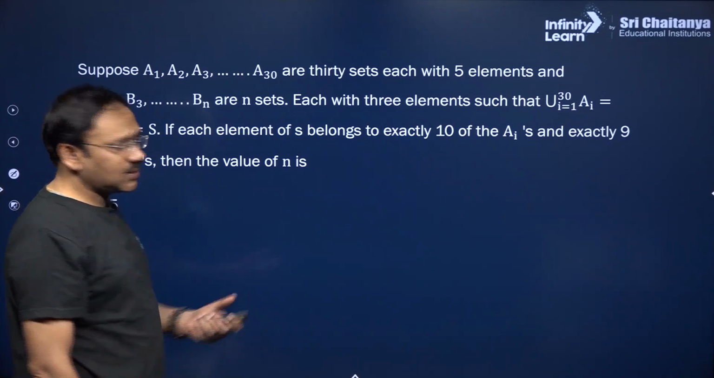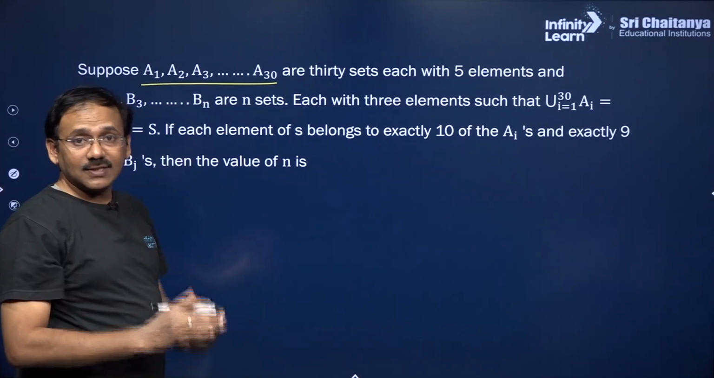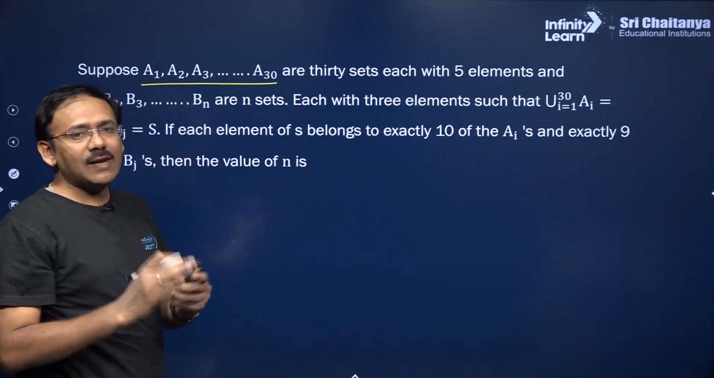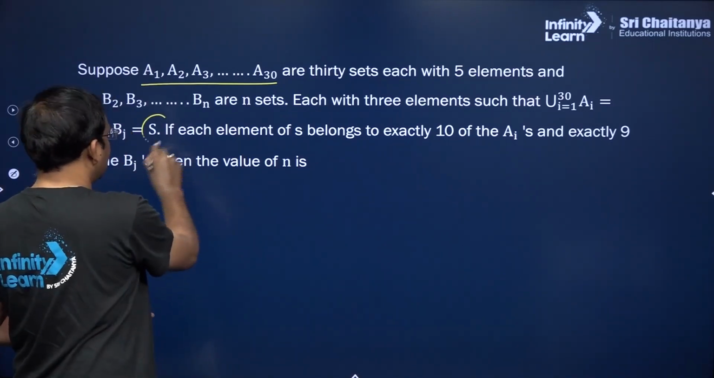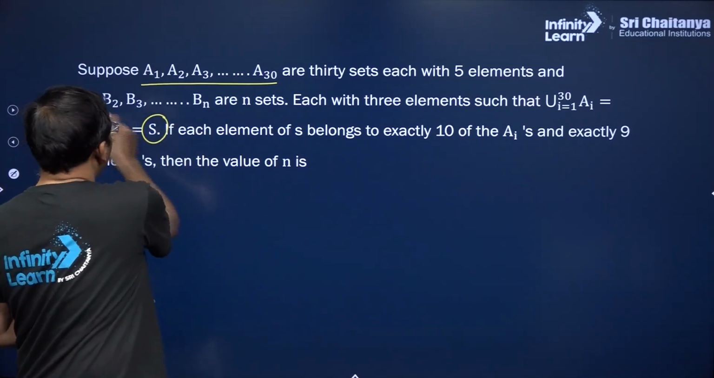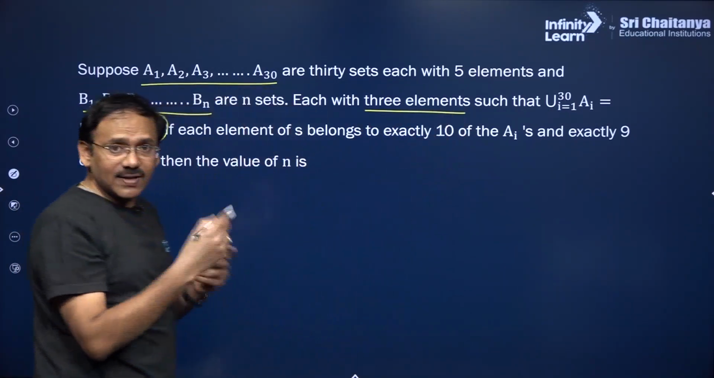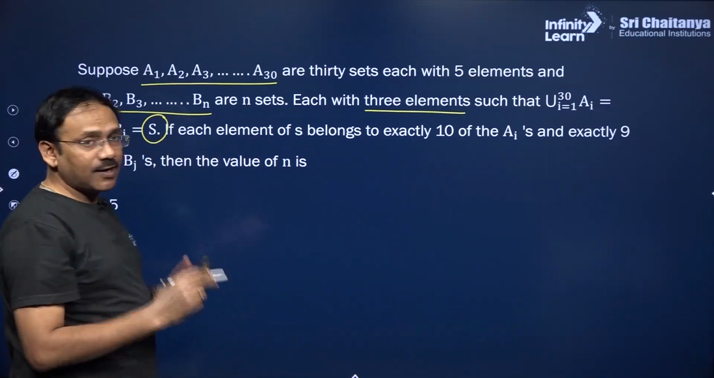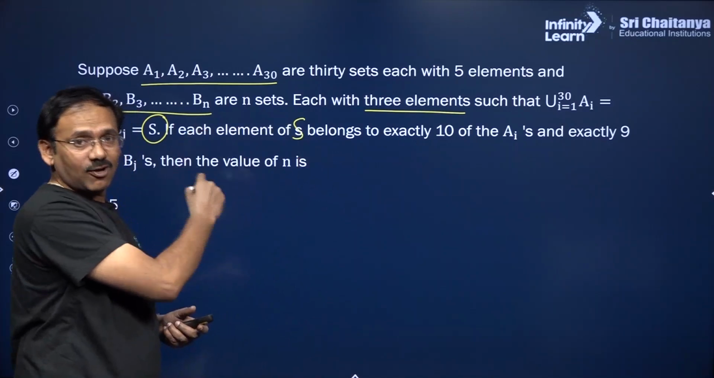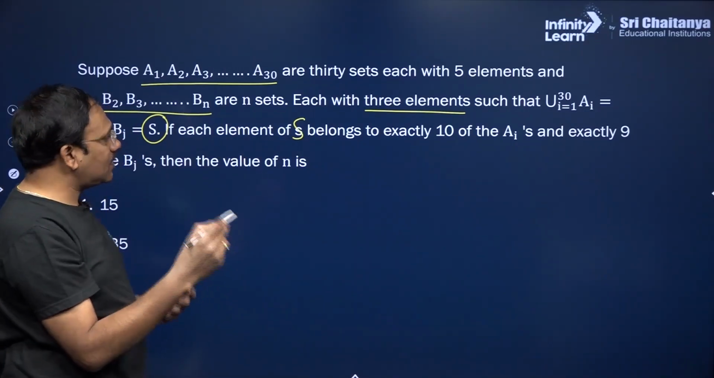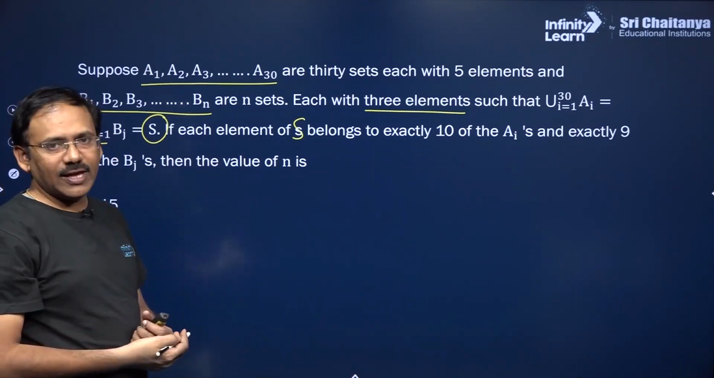Next friends, this is a standard question. So A1, A2, A3, up to A30 are 30 sets with 5 elements each, whose union is going to be S my dear friends. Similarly, B1, B2, B3, up to Bn are n sets having 3 elements each, and their union is also S. Now each element of S belongs to exactly 10 of the Ai's, and each element of S belongs to exactly 9 of the Bj's, then the value of n is.